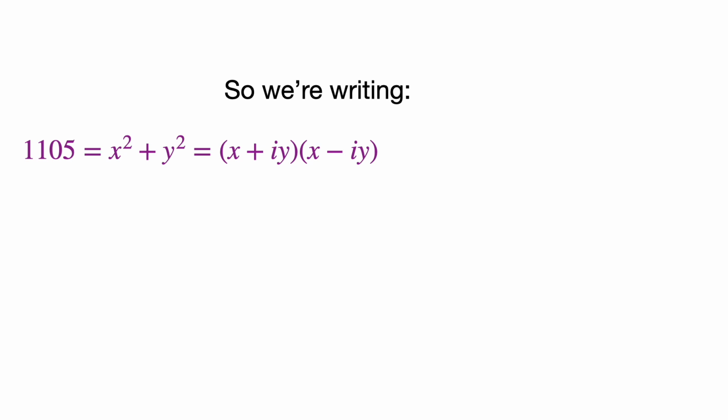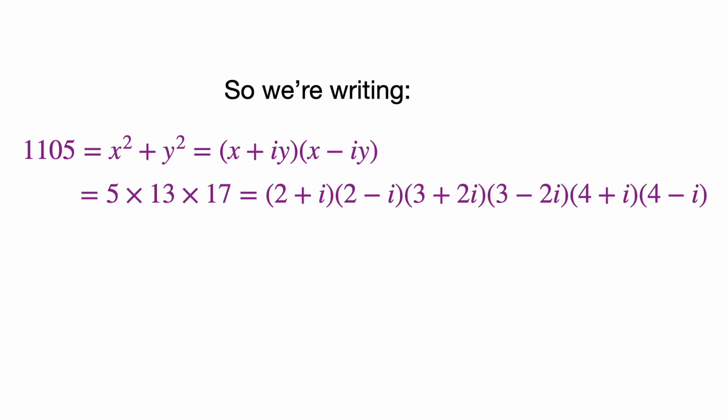So we're trying to find all x and y for which this equation is true. And we already know it's equal to 5 times 13 times 17, and then substituting in our conjugate pairs for 5, 13, and 17, we get a product of 6 elements of Z[i], each one and its conjugate pair. So we're going to call 2 plus i P1, and its conjugate 2 minus i will be P1 star. And similarly for 3 plus 2i and 4 plus i.